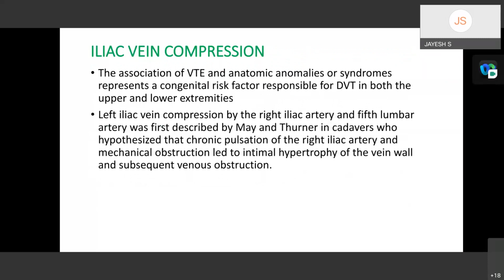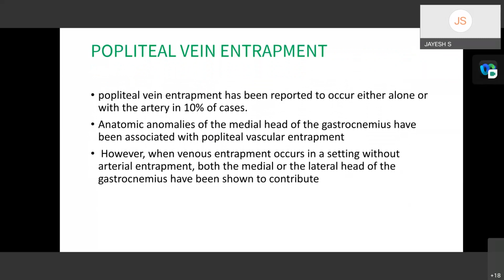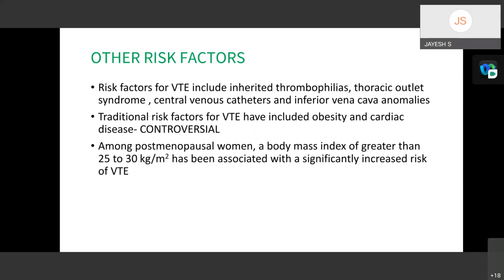Then iliac vein compression. The most important one is May-Thurner syndrome, in which there can be left iliofemoral DVT. Then popliteal vein entrapment can also be associated with DVT. Other risk factors include inherited thrombophilias, thoracic outlet syndrome, central venous catheters, and inferior vena cava abnormalities. Traditional risk factors for venous thromboembolism have included obesity and cardiac disease, but both are controversial.